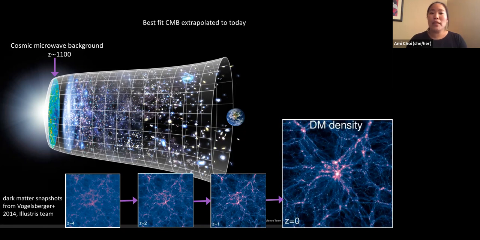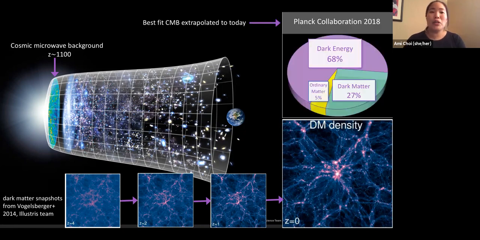And if you extrapolate the best fit CMB model to today, we have an energy budget that looks like this, using the cosmology coming from the Planck collaboration 2018. 68% of our universe is this mysterious dark energy. Another 27% is the mysterious dark matter, and only 5% is ordinary matter.